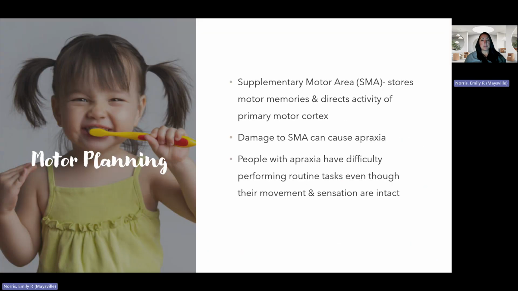Motor planning: the supplementary motor area stores motor memories and directs activity of the primary motor cortex. Damage to this area can cause apraxia, which is the inability to perform purposeful voluntary movements in the absence of a sensory or motor impairment. So nothing's wrong with the neurons. You're getting normal sensation. You're able to move normally. However, you're just not able to coordinate those movements into purposeful actions. That's apraxia. People with apraxia have difficulty performing routine tasks, even though those things are intact.